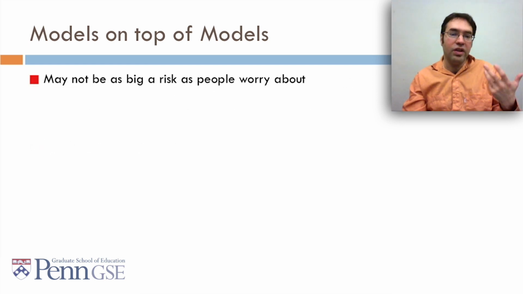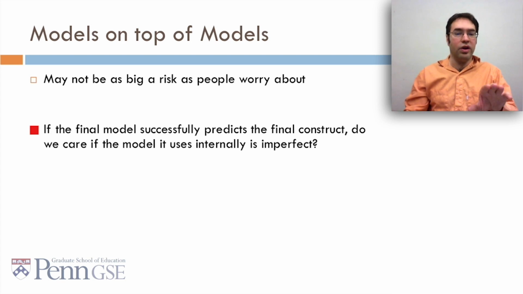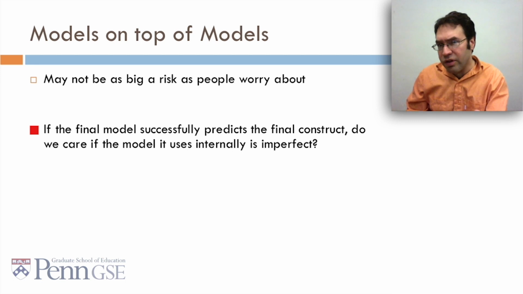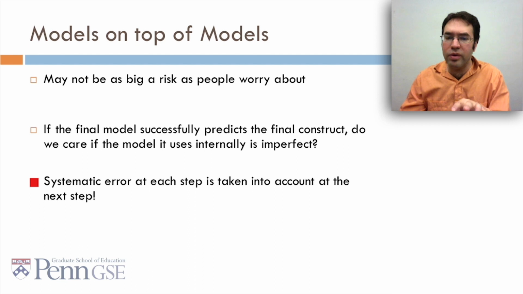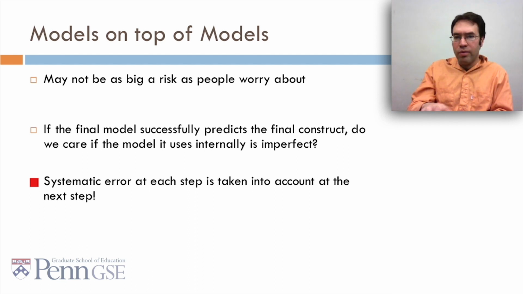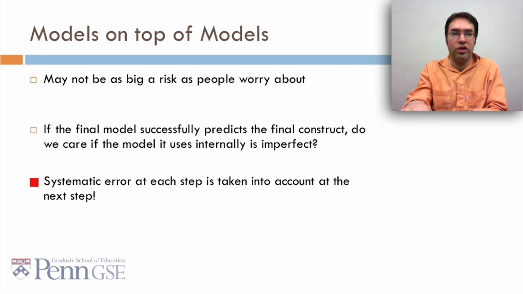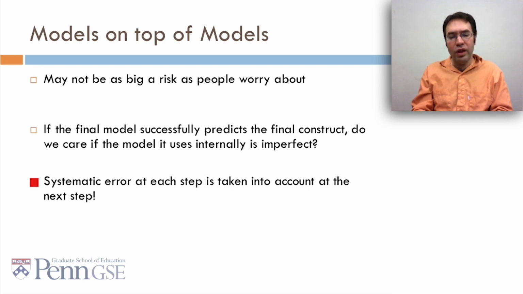Well, in fact, this may not be as much of a risk as people worry about. I tend to think it's not. And the reason is because if the final model successfully predicts the final construct, do we care if the model it uses internally is imperfect? Systematic error at each step is going to be taken into account at the next step if we refit at each level. So we've got error here, but when we fit the model here, our model is actually going to take account of the error here in making its prediction. And it's going to find other predictors to kind of deal with that imperfection. So at each level, we're kind of fixing the flaws we bring in from the previous level.